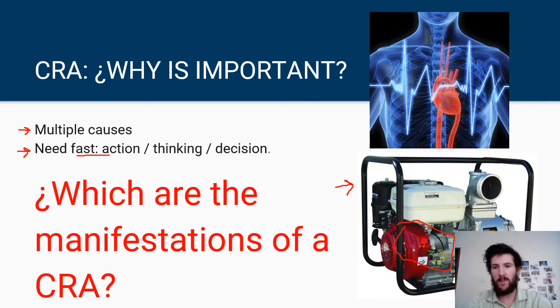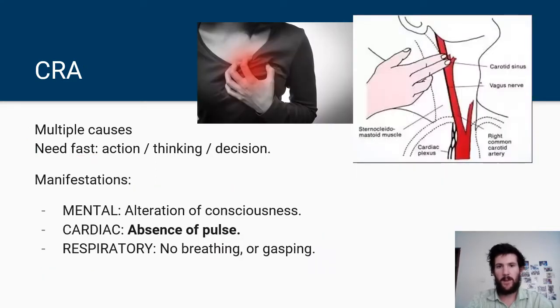All the things that can happen because of the lack of blood to all the organs. So here we have three important manifestations: the mental manifestations, the cardiac manifestation, and the respiratory manifestation. Mental can be replaced by neurologic manifestation, that is a more adequate word. So what you can see is alteration of consciousness. You can see a patient that falls down and is not responding. You also can see a patient that responds a little bit, maybe is breathing, but is not well. The neurological status is not completely normal.